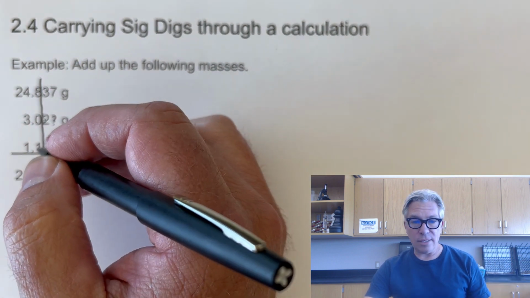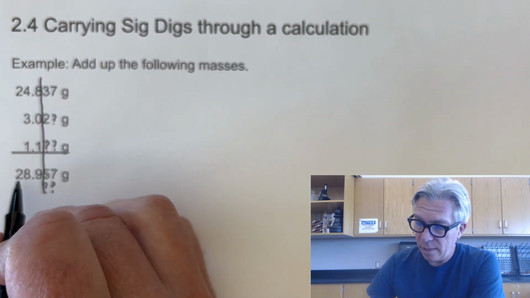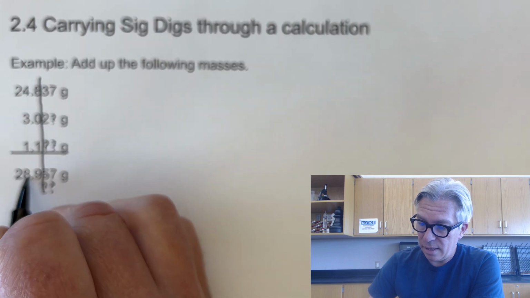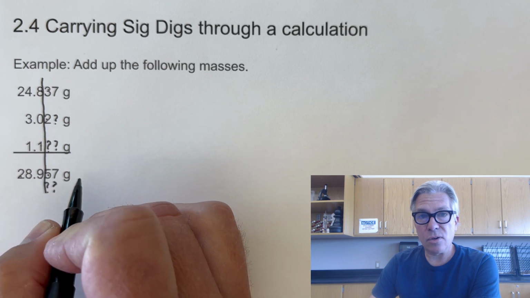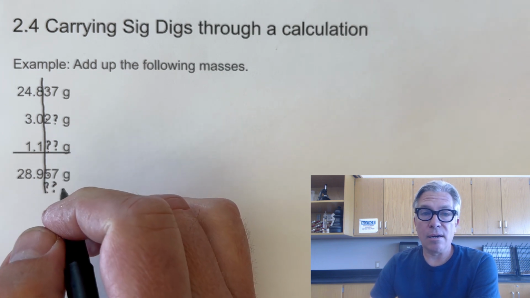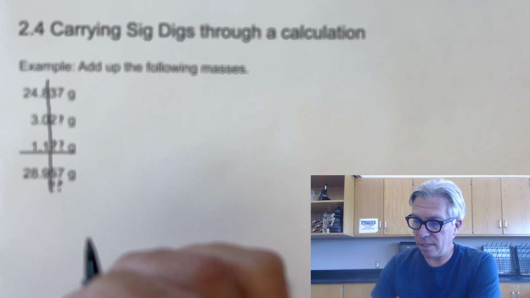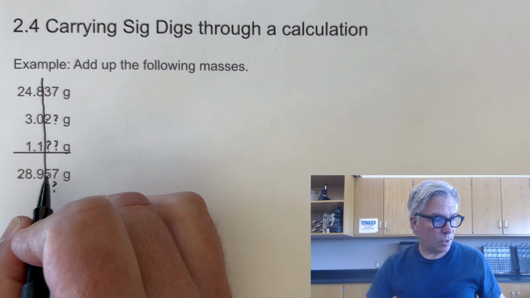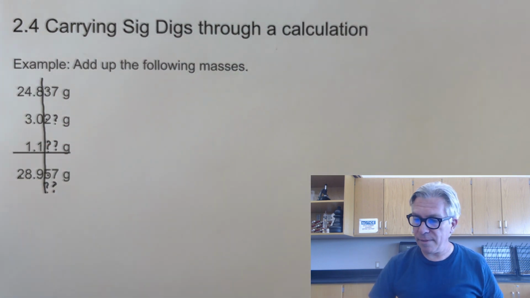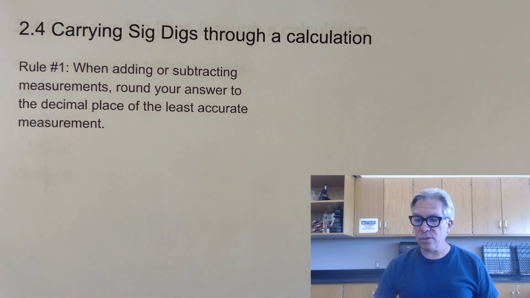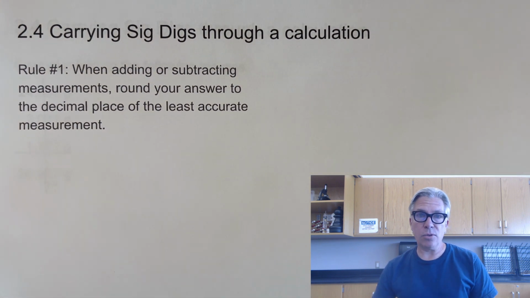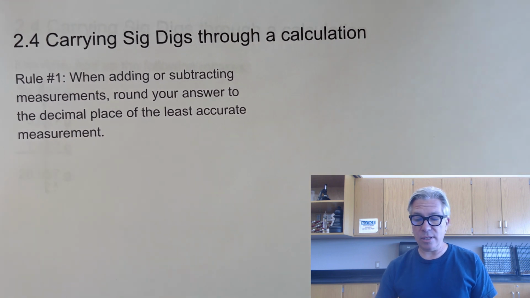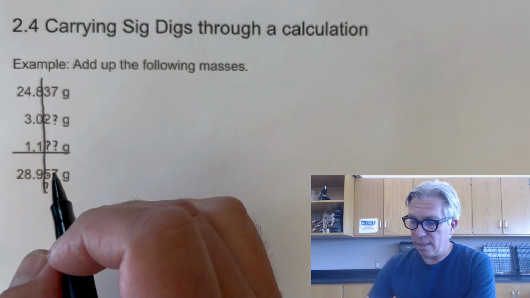And so my answer should be reported with this, and this, only to the tenths place, not any further, because all the measurements have the tenths place, and not all measurements have the hundredths or the thousandths place. So the rule for that is when you're adding and subtracting, you round your answer to the decimal place of the least accurate measurement, the one with the least accurate decimal place. You're going to the decimal place, and that's the tenths place in this case.